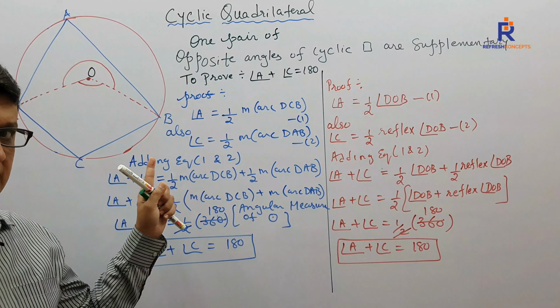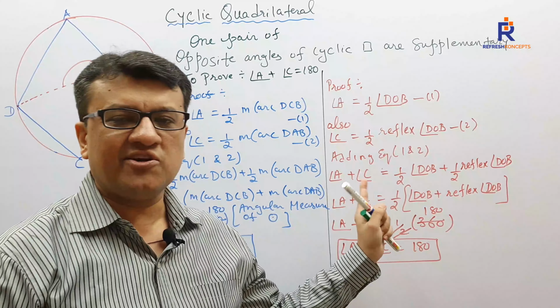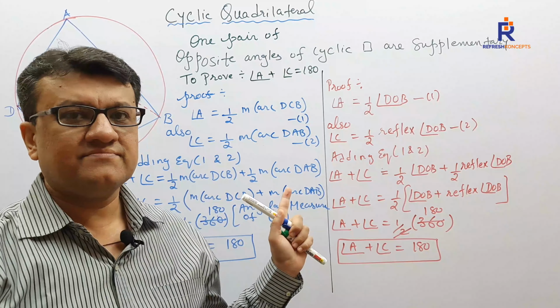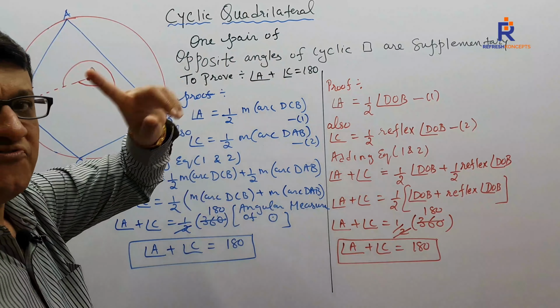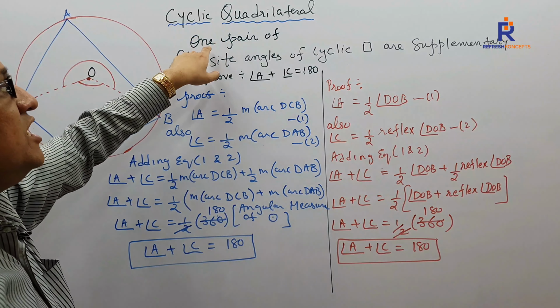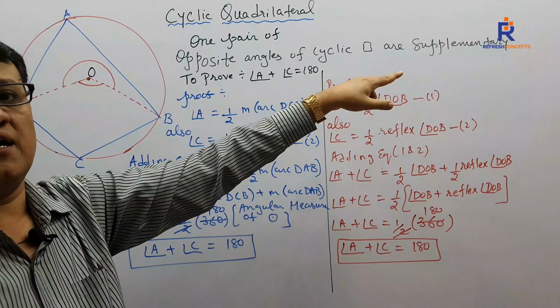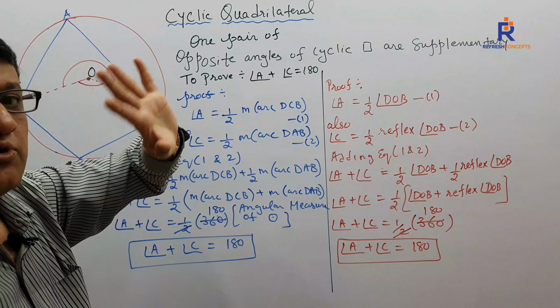IAT in context to the intercepted arc, again IAT in context to the central angle. And the main thing we need to remember is what we have proved. Don't forget what we have proved: our first and utmost important property of a cyclic quadrilateral. One pair of opposite angles of a cyclic quadrilateral are supplementary. In fact, both pairs. So you can't say only one pair.